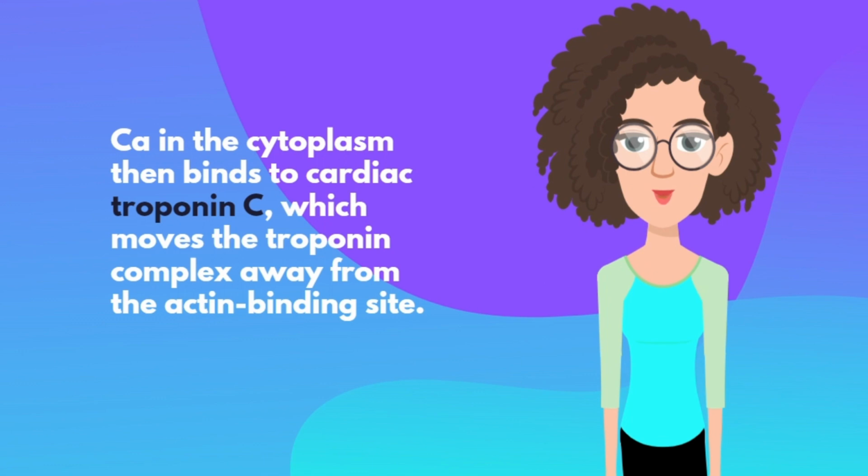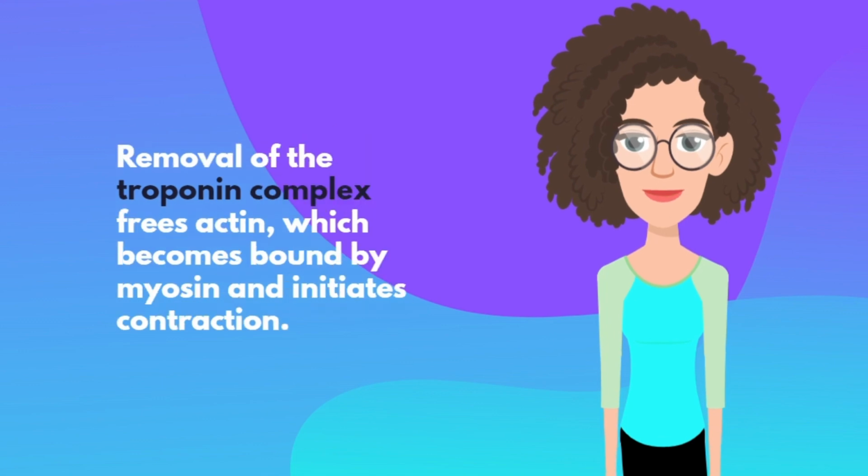Ca in the cytoplasm then binds to cardiac troponin C, which moves the troponin complex away from the actin binding site. Removal of the troponin complex frees actin, which becomes bound by myosin and initiates contraction.